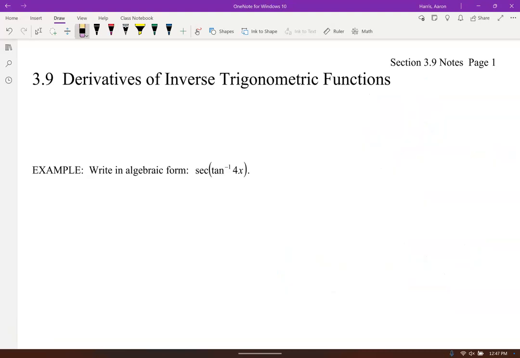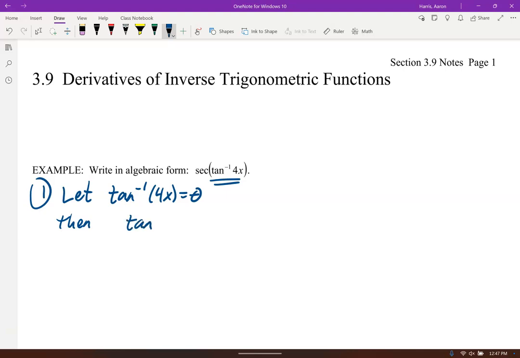All right, so what I'm going to do first here, I'm going to let that be theta. So let's go ahead and let that arctangent of 4x equal theta. So if the arctangent of 4x equals theta, then remember the x's and the y's flip-flop, the tangent of theta would be 4x. And remember with the tangent, arctangent, you cut off the tangent between pi halves and negative pi halves as well. But we assume x is positive. So we're going to draw these into quadrant 1 always.